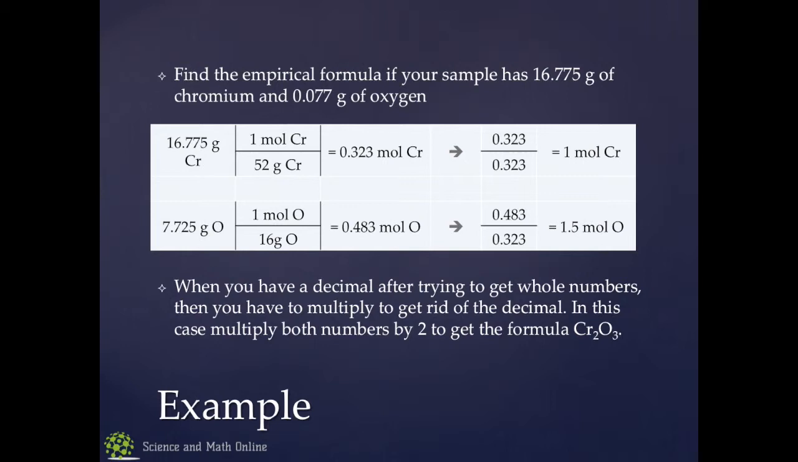In this case, 0.5, just multiply it by 2. And I need to multiply both of them by 2. So this one times 2 and this one by 2, which turns this into a 2, this into a 3, and my formula is Cr2O3.